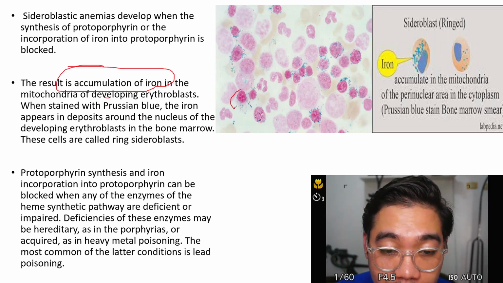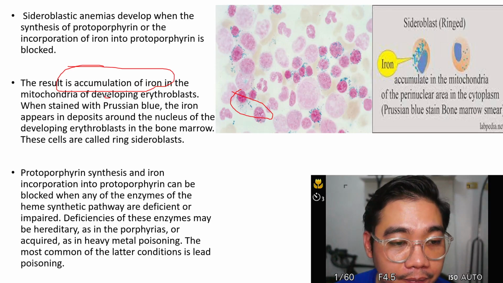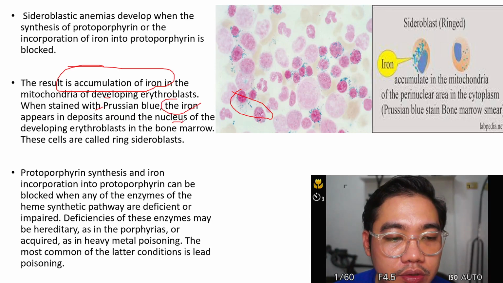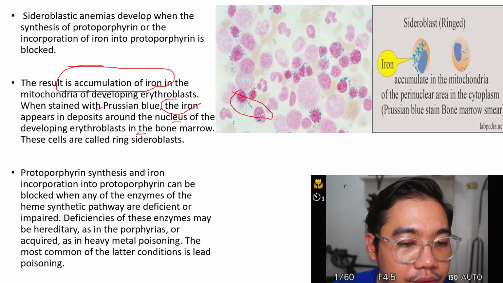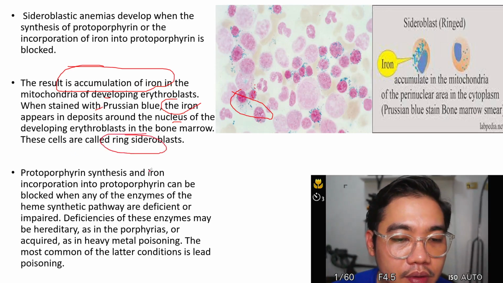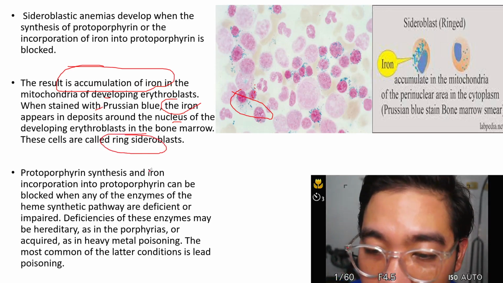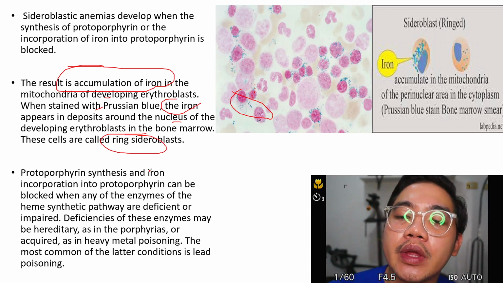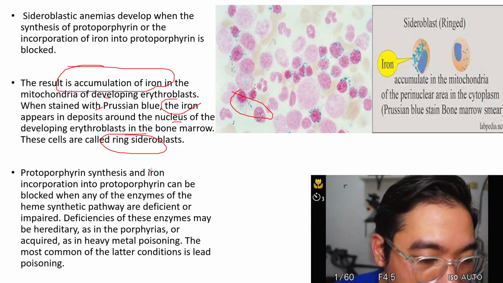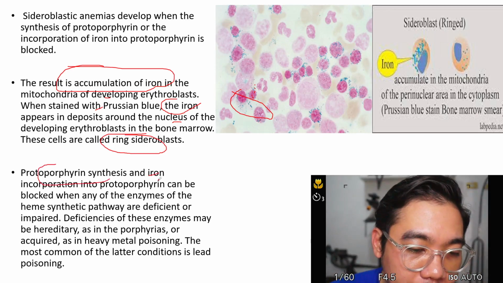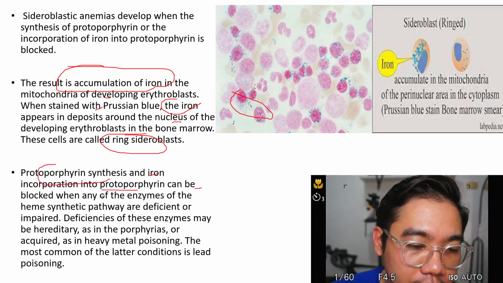These are still nucleated, and you see them in the bone marrow. When stained with Prussian blue, the iron appears in deposits around the nucleus, these blue ones. These are called ring sideroblasts. They're sideroblasts, meaning they have lots of iron, sidero meaning iron, and they accumulate near the mitochondria. So what's your stain? Prussian blue.